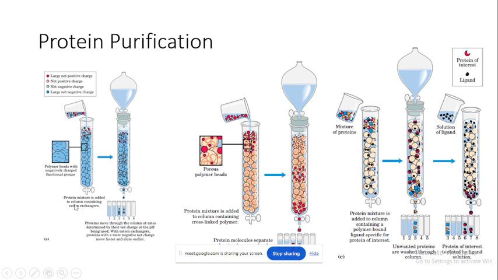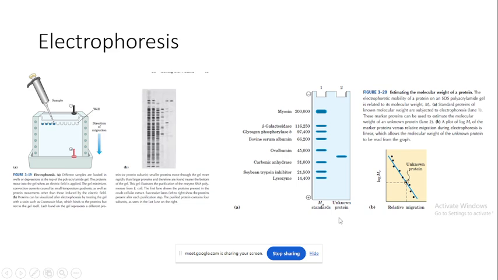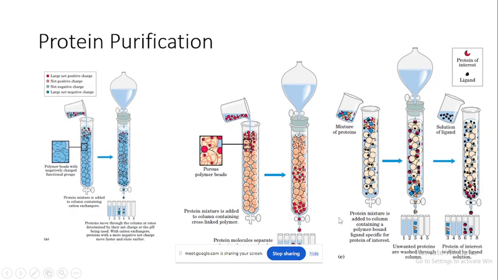So in the washing step, the proteins which have negative charge will come out, and the positive charge proteins will be trapped. But now in order to elute the positive charge protein, you will add NaCl. So NaCl has Na plus, so Na plus will replace the positive charge protein and the positive charge proteins will come out. So that is the idea of ion exchange chromatography.